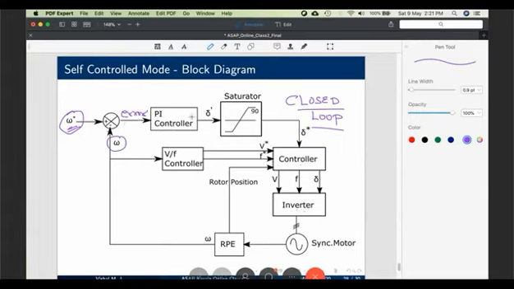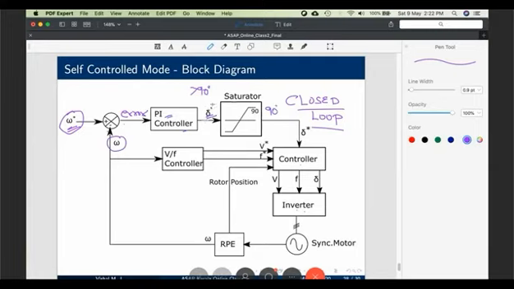A PI controller operates on the speed error and produces delta prime, delta dash. Since it is a PI controller, the delta prime may go beyond 90 degree. It is possible that delta may be more than 90 degree, say, let's say 105 degree. We cannot give it because if it exceeds 90 degree, the machine will fall out of step. So we use a saturator to limit it to 90 degree. So if the input is more than 90, output will be 90 only.